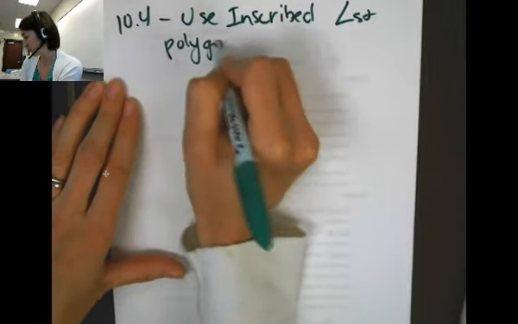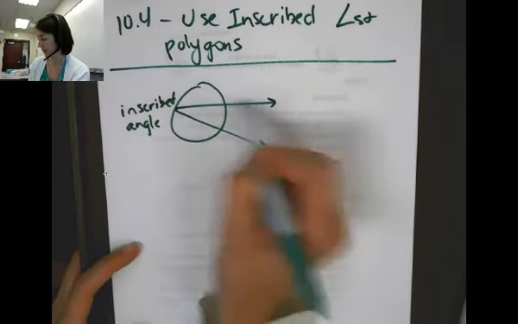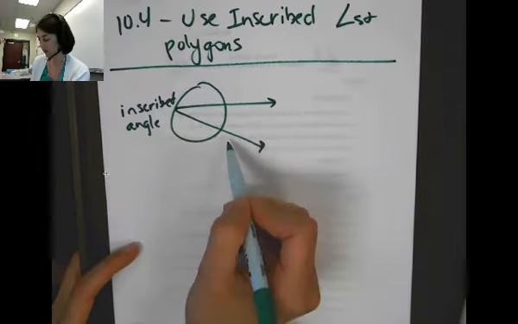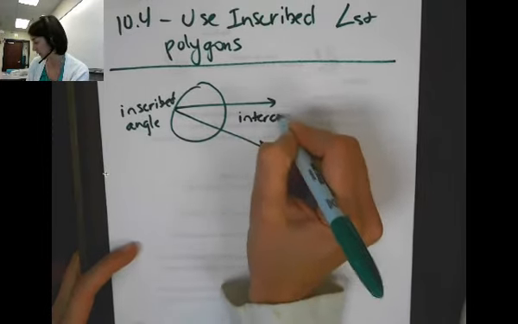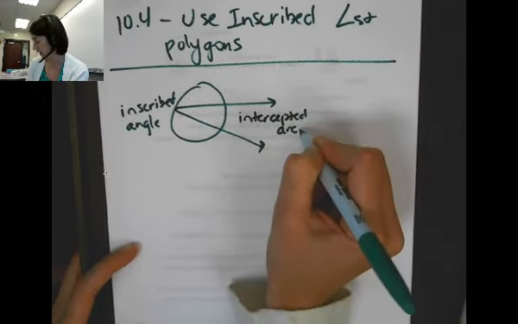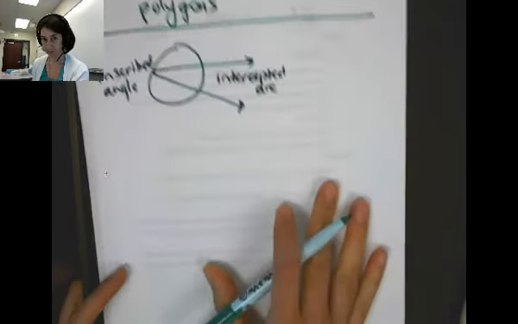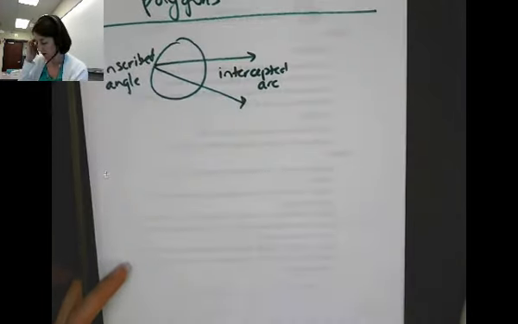So first of all, if I have a circle, what is an inscribed angle? It's this guy here. Its vertex is on the circle, and the sides of the angle are made up of chords of the circle. This arc we call the intercepted arc, and it has its endpoints on the sides of the angle. There's a cool relationship here between the measure of this angle and the measure of this arc.